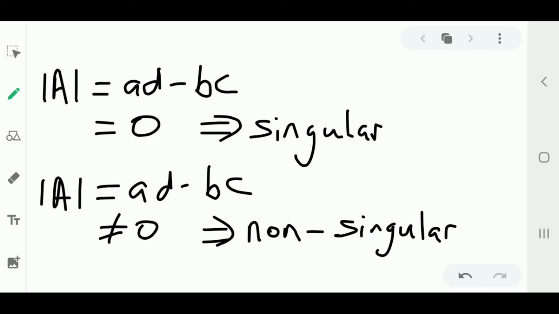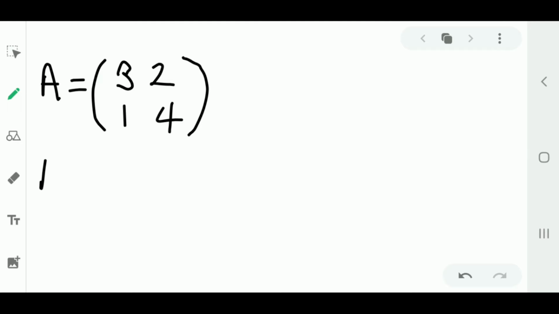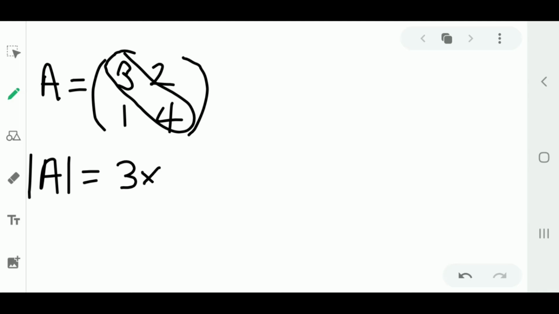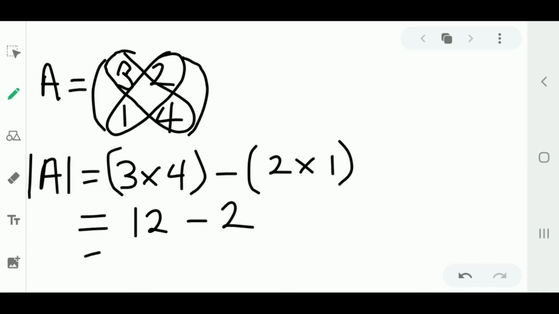So let's try an example. Let's say we have A is equal to 3, 2, 1, 4, and we want to find the determinant of this matrix. All we need to do is say the leading diagonal, which is 3 times 4, minus this diagonal, which is 2 times 1. So 3 times 4 is 12, and 2 times 1 is 2. That means the determinant of this matrix is 10, which means it is non-singular because it is not 0.